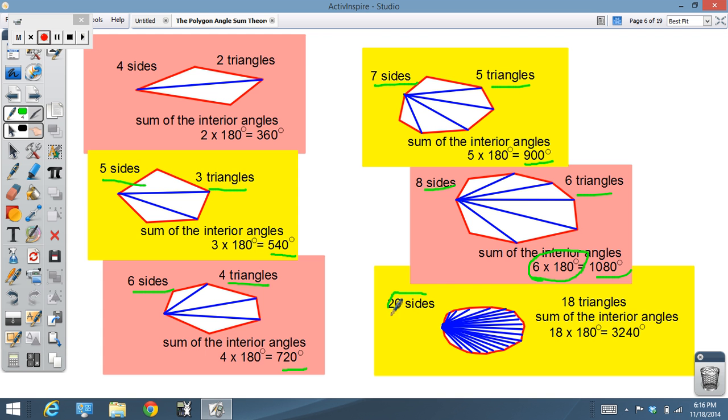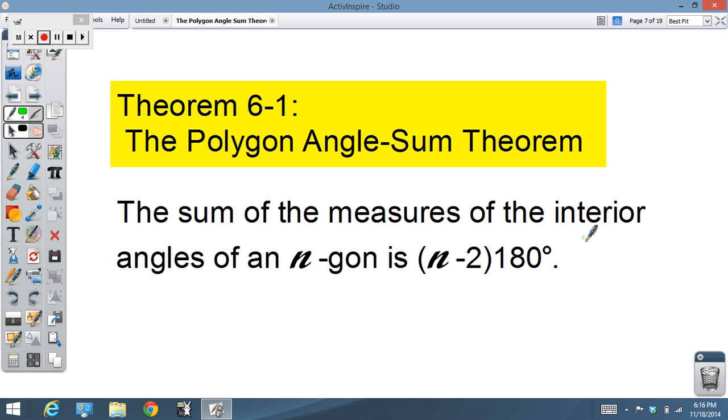So therefore, check out a 20-gon. It would make 18 triangles. The sum of my angles would have to be 18 times 180. Any polygon, the sum of the measures of the interior angles for any number n is n minus 2 times 180.